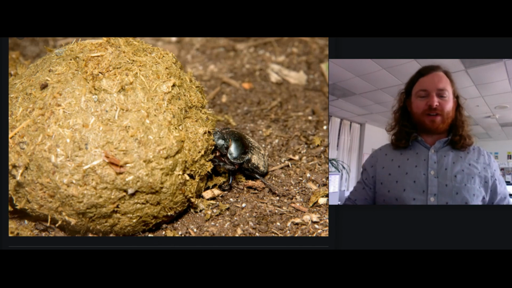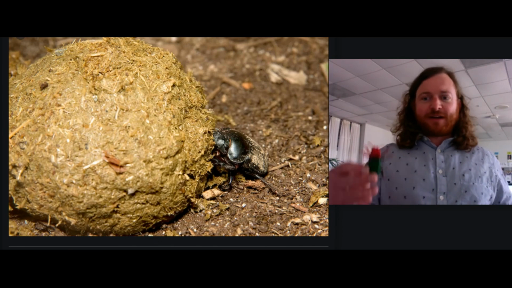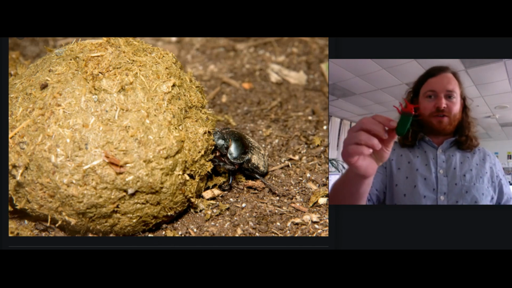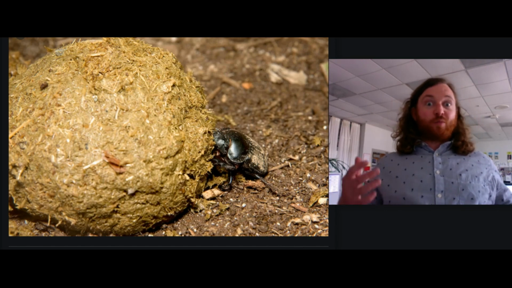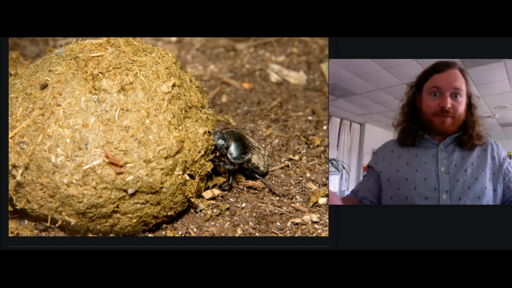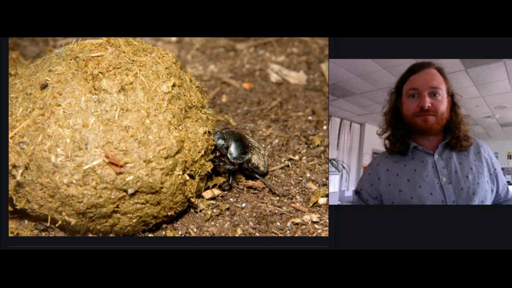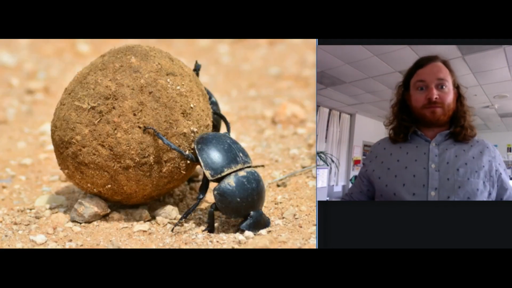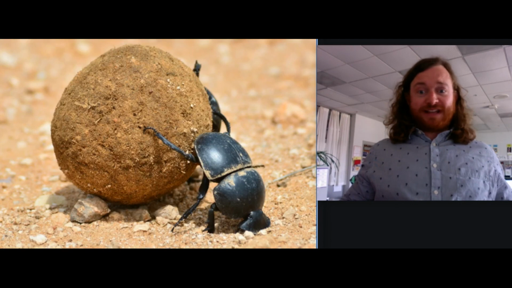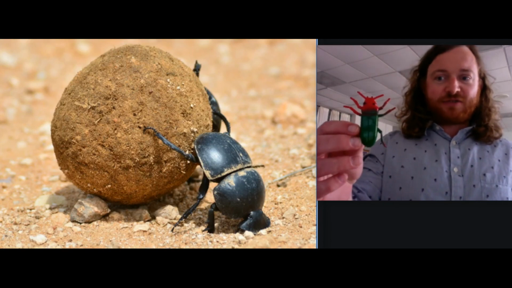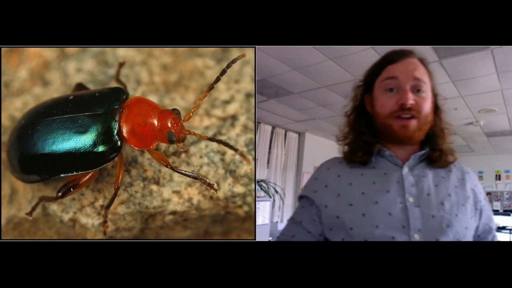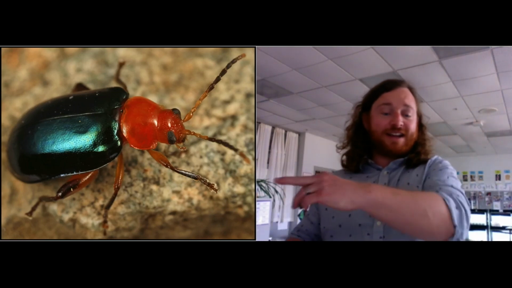Now, if you look at this one, it looks a little bit different than my little friend right here, who is red and green. So then I was like, okay, well then what kind of beetle did we actually write about? Here's another picture of a dung beetle. It's definitely not that one. That one looks black. This one looks red and green. All right, so this is the picture of a green red leaf beetle right here.